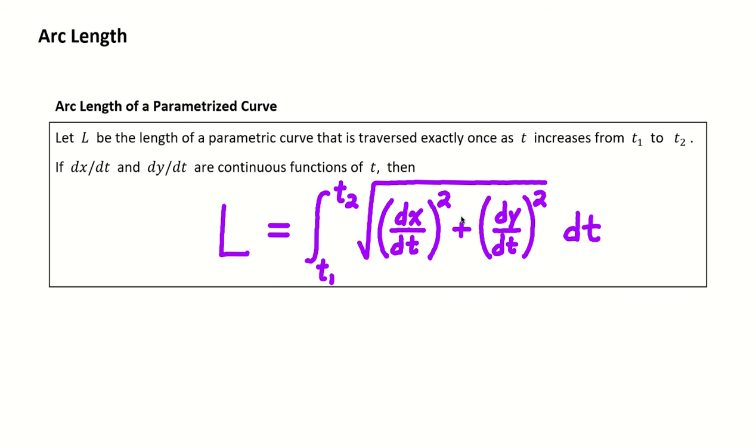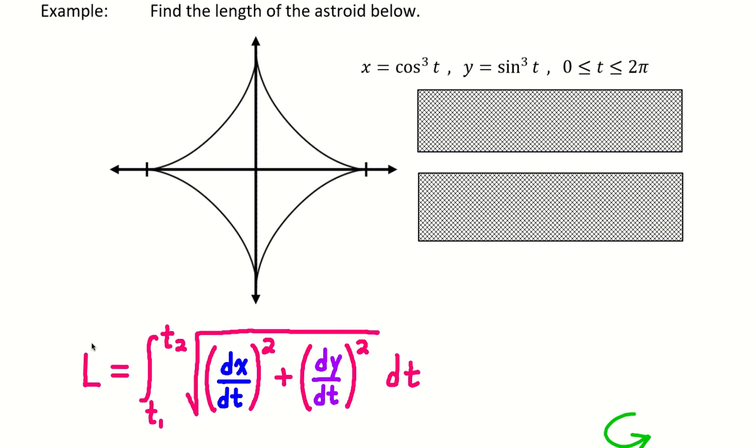You probably notice a little Pythagorean flavor in here, but this is how, if you are given two parametric equations, you're going to find, from T1 to T2, what the length of the curve is. So here we go. Let's see this in action.